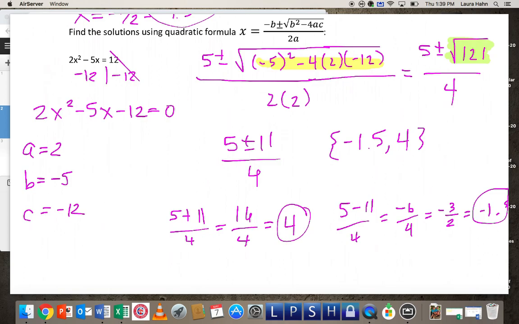Just remember, when you're finding the solutions, you can either do it by graphing, by tic-tac-toe, or the quadratic formula. It's just the same stuff, just doing it a different way of getting there.